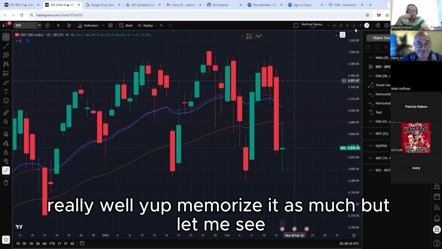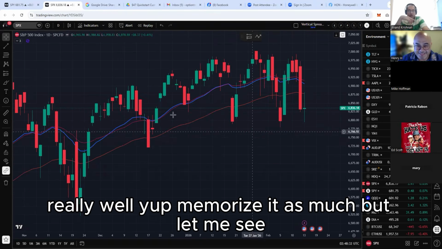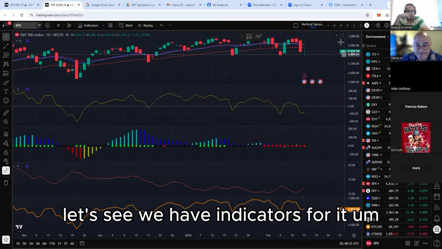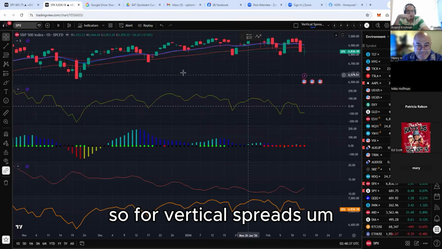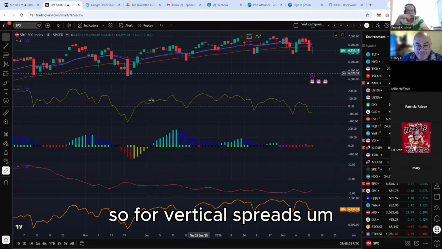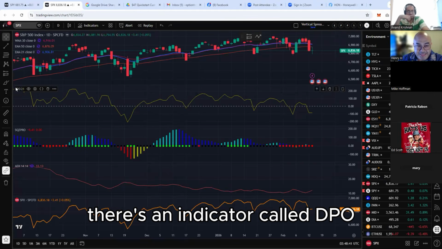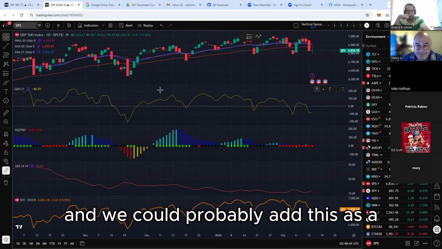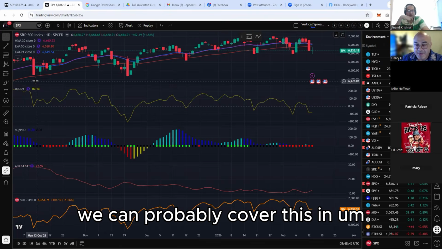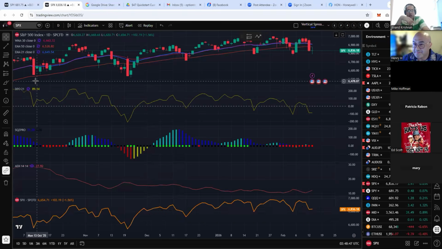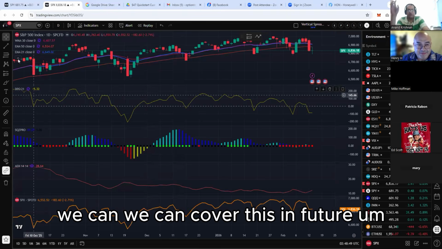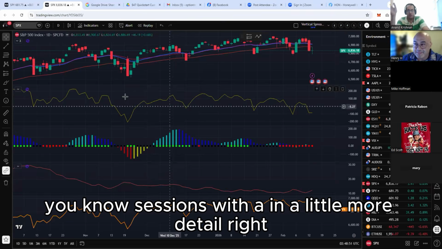For the vertical spreads, I would say Anon memorizes this one really, really well. Let's see, we have indicators for it. For vertical spreads, there's an indicator called DPO, and we could probably cover this in future sessions in a little more detail.